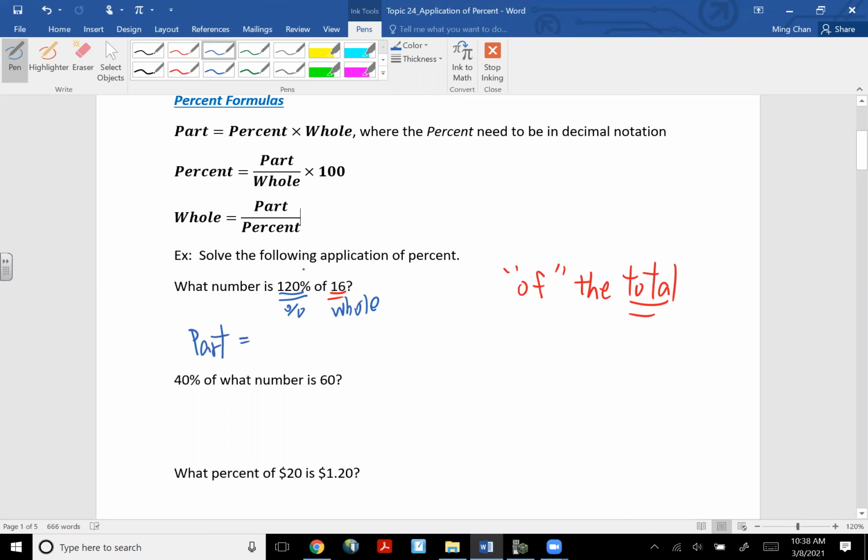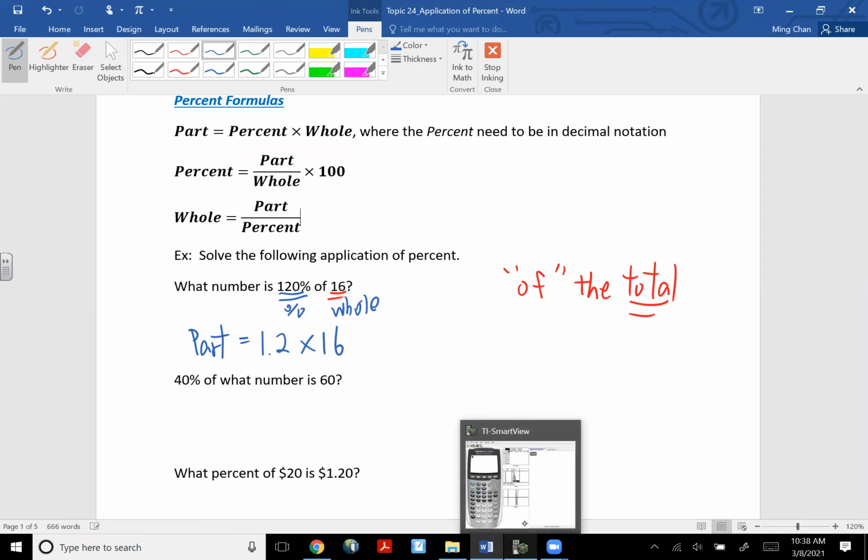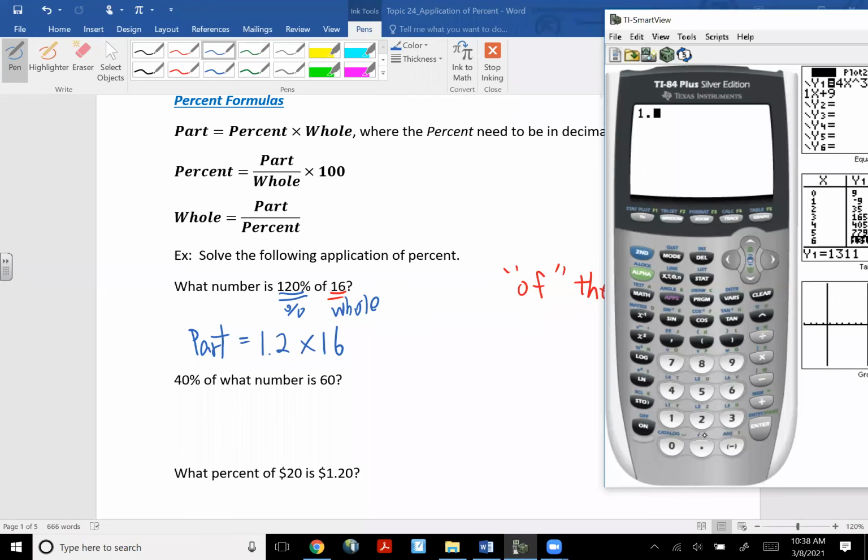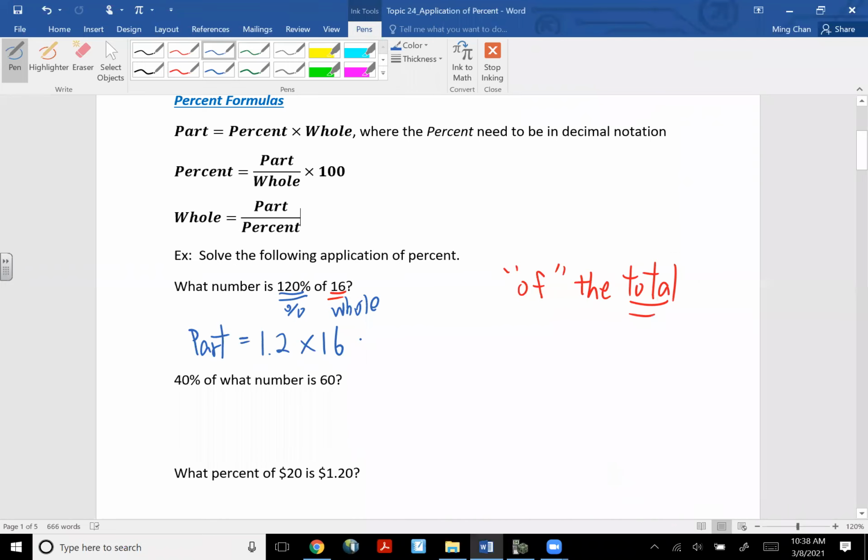Part is percent in decimal notation times the whole. This is a percent notation, so we move the decimal to the left two places. That gives me 1.2 times the 16. Percent times the whole will tell me the part is going to be 19.2. The reason the part is greater than the whole is because my percentage is over 100%. That's the only time the part will ever be greater than the whole: when the percentage is over 100.